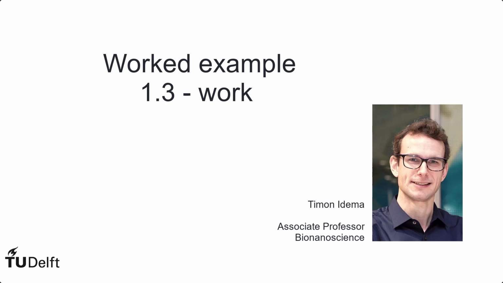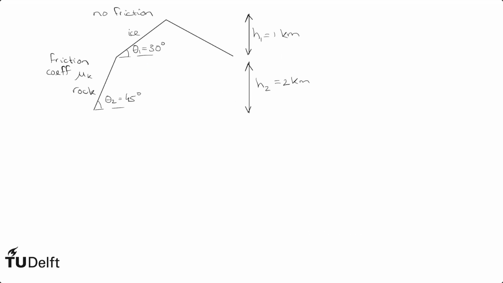In this worked example, we'll look at a situation pretty similar to the last example in the theory part. We're sliding down a mountain, and this mountain is slightly more realistic. It's made of rock on the bottom part and ice at the top part. The glacier part at the top has a slope of about 30 degrees, and because it's made of ice, the friction coefficient there is negligible. We can assume there is no friction.